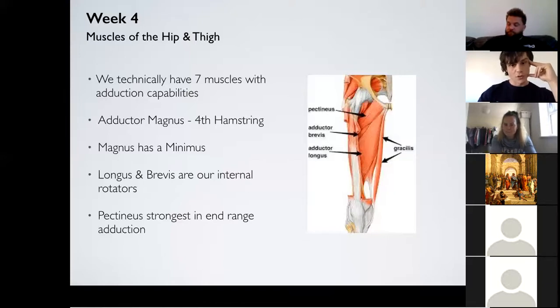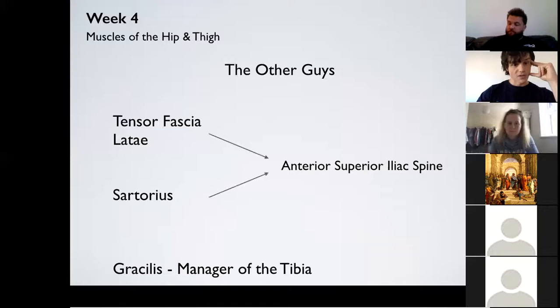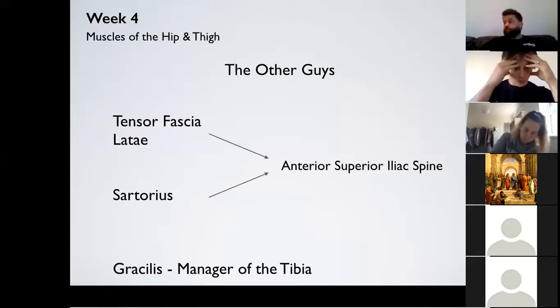But it's just cool to know all these muscles, and like we say, when we look at the other guys in terms of the hip and thigh, it does have similar principles to the upper body as well. So these are the other guys. We've got our tensor fasciae latae and our sartorius. If you can cast your mind back to the pec minor and the coracobrachialis, they both had a common origin, which was the coracoid process of the scapula. Tensor fasciae latae and the sartorius have the anterior superior iliac spine where they share.